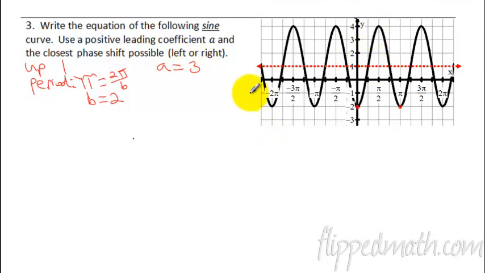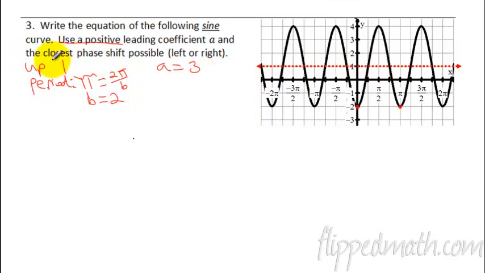Now, how do we know if it's positive or negative 3? It could be either one. We could have a positive 3 or a negative 3. So on these, what I'm telling you is we're going to use a positive leading coefficient. So I'm going to force you to use a positive only. We won't worry about negatives, because then you could have an infinite number of answers.